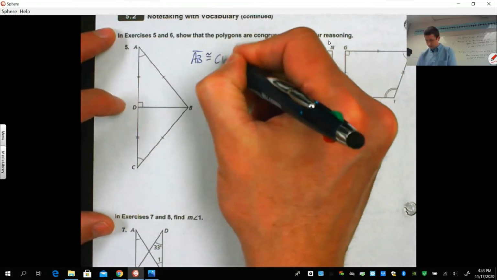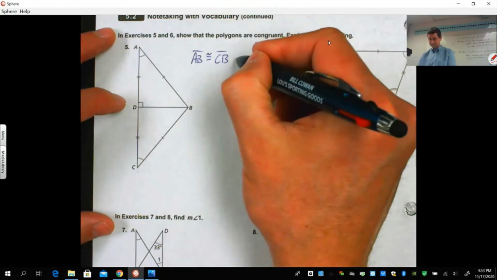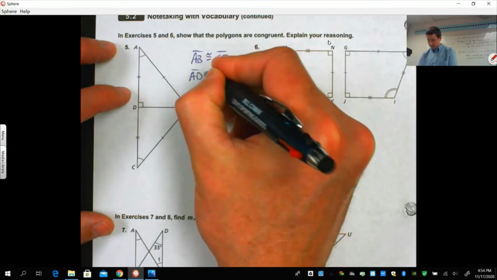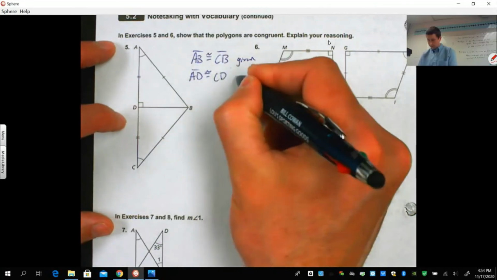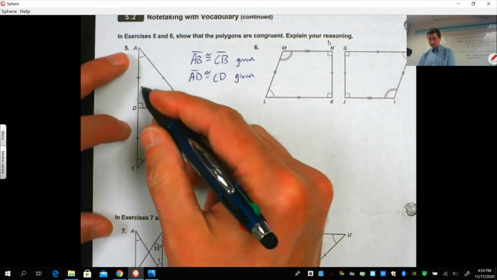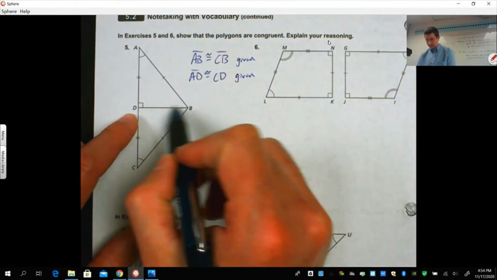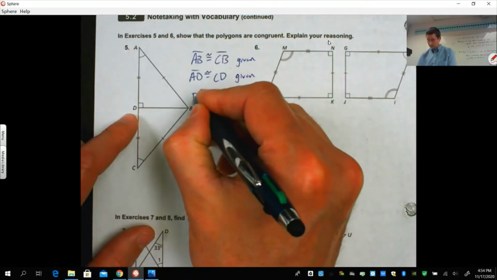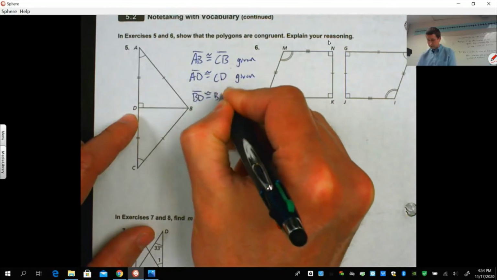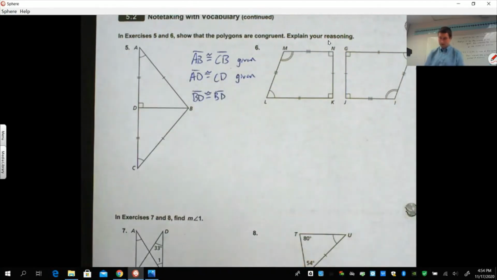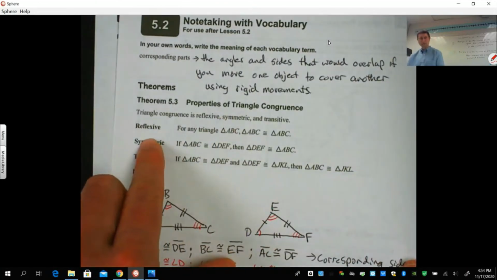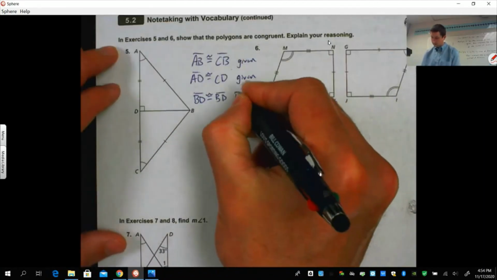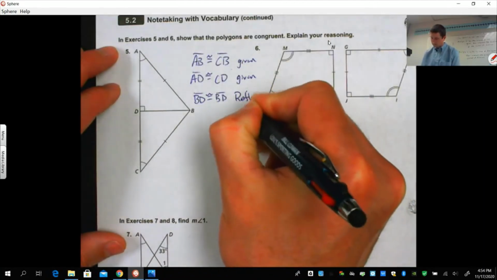to CB, and that's given from the diagram. We know AD is congruent to CD. That's given from the diagram. Here, you see this BD, this is our third side, so I need 3 sets of sides, 3 sets of angles here. So I'm going to say BD is congruent to BD. This one comes from these properties of triangle congruence. That is the reflexive property. You'll see that in your assignment as well. Okay, so I'm going to say this is the reflexive property.